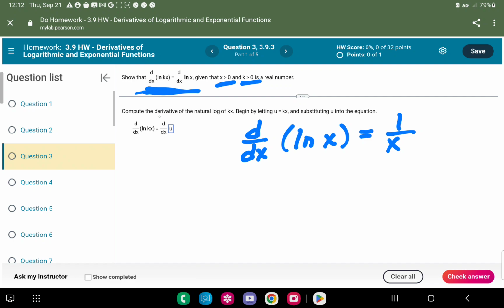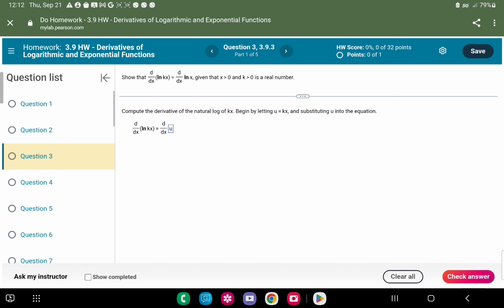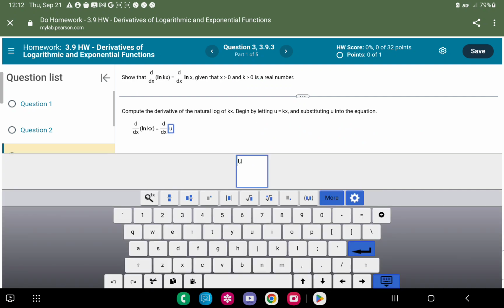The first step here, we want to compute the derivative of the natural log by letting u equal kx and substituting u into the equation. So what we'd like to do here is just look inside this box and rewrite the equation as the natural log of u.